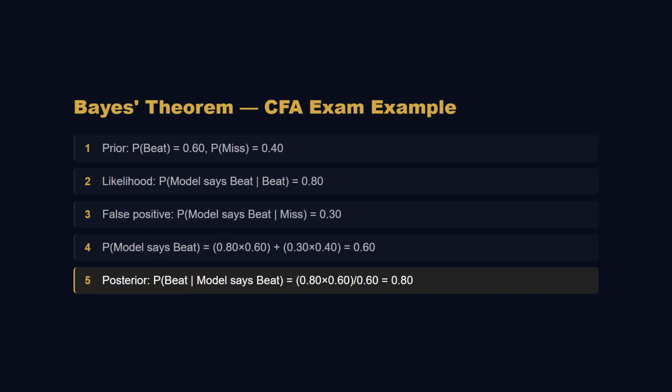Step 3. Calculate P of A using the total probability rule. P of A equals 0.8 times 0.6 plus 0.3 times 0.4, which is 0.48 plus 0.12 equals 0.6. Step 4. Apply Bayes. P of B given A equals 0.8 times 0.6 divided by 0.6, which equals 0.8. The posterior probability is 80%, up from the prior of 60%. The model's prediction increased our confidence.